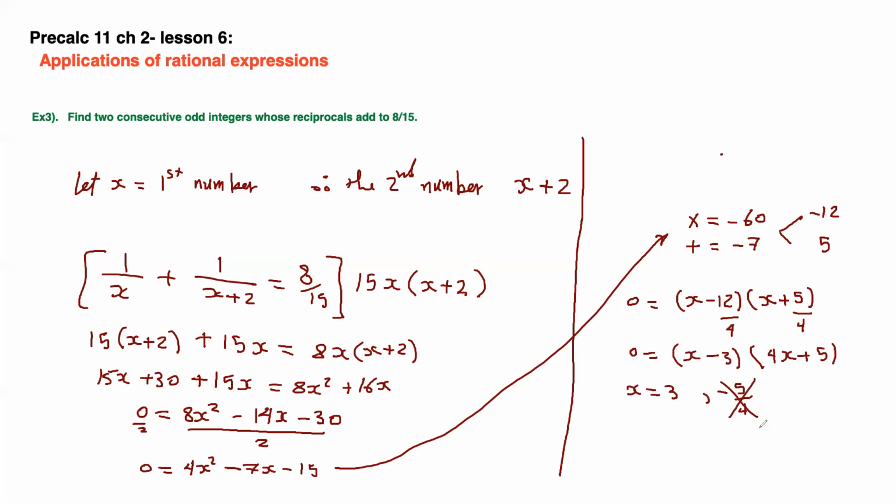Have to reject the negative 5 over 4 because it says odd integers, and this is not an integer. So therefore, the two numbers are 3, and the next number, which is x plus 2, makes it 5. So 3 and 5 are the two numbers.